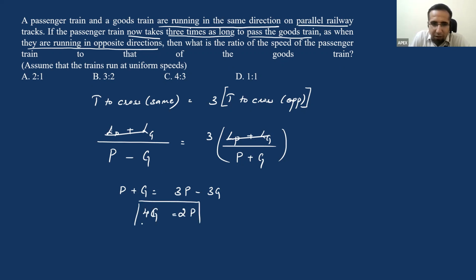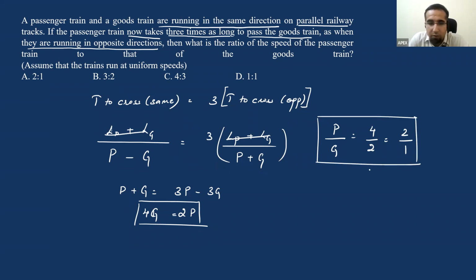Now, please, let's be very clear. What is the question asking us? The question is asking us the ratio of the speeds of passenger train to goods train, which means I want P divided by G. P divided by G here becomes 4 by 2, or in short 2 by 1. Clear? So 2 is to 1 becomes the answer, and therefore in this case the answer becomes option A.